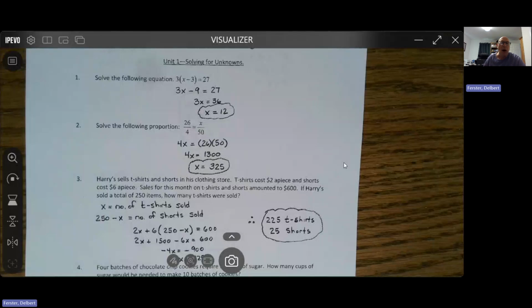All right, there we go. Content from Unit 1, solving for the unknowns. This is the very first unit we considered in this particular course.